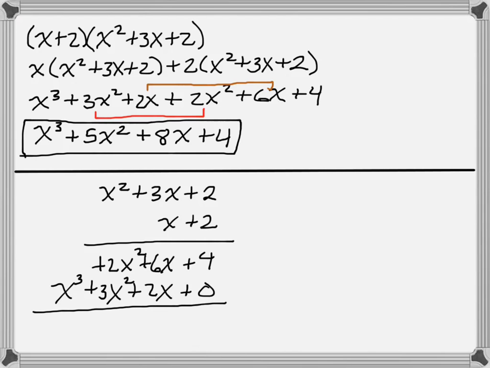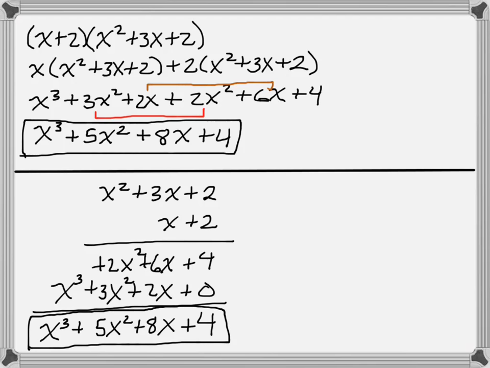And now I'm just going to add down. So everything ends up in the correct column if you put in that placeholder. So 4 plus 8x and plus 5x squared and then plus x cubed. And that's another way to do it. You can see we got the same answer.